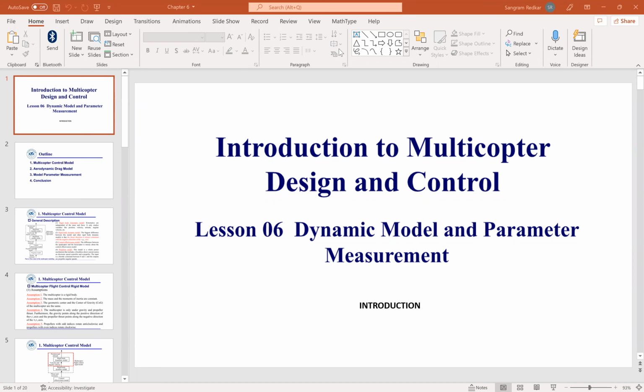As I said in today's class, we are going to start this very important chapter, which is lesson number 6, Dynamic Model and Parameter Measurement. The textbook does not do justice to this topic because the equations are derived cursorily without going into the depth of how those equations come about or what are the practical applications of those equations.